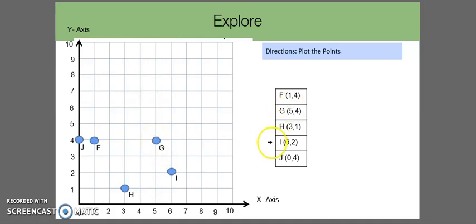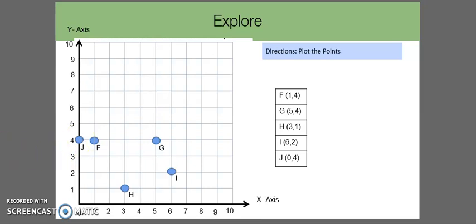Let's do another one. Let's say J, (0, 4). Again, we're going to start at our origin. Our first direction is going 0 units on the x-axis. Since 0 means we're not moving anywhere, we're going to stay here. And then our y, we're going to go in the direction of our y 4 units, which is 1, 2, 3, 4. And we're going to plot the point here with a capital J.